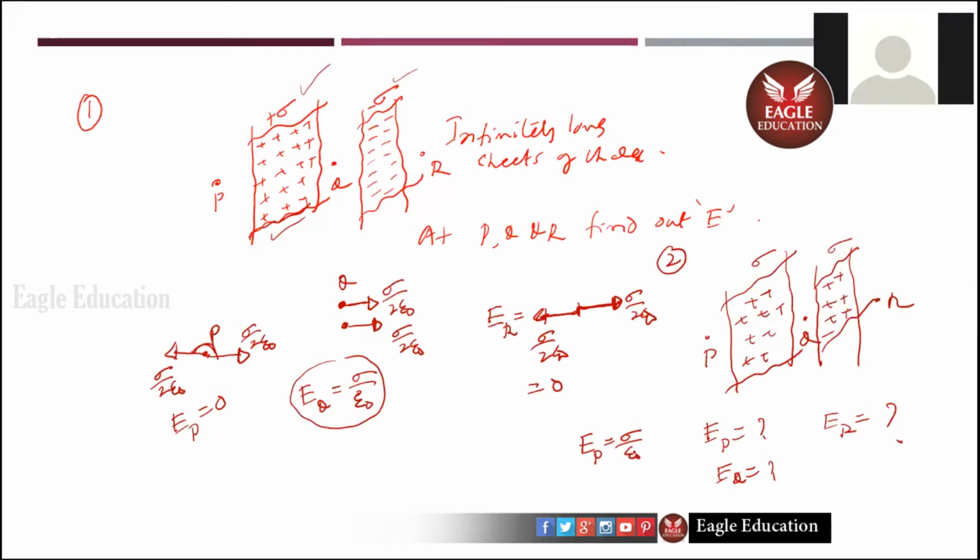Right side. Left side, left side. Left side, sir, this side. Yes. Then similarly, E at Q is 0. E at R is sigma by epsilon naught. Which way? Right side, sir. Right side. Done?